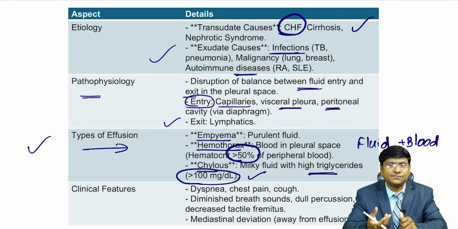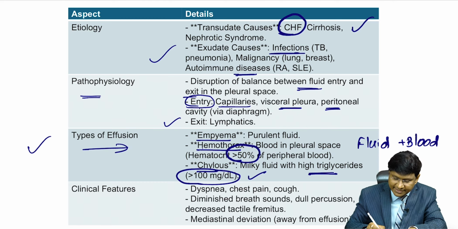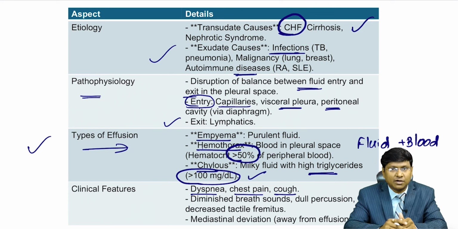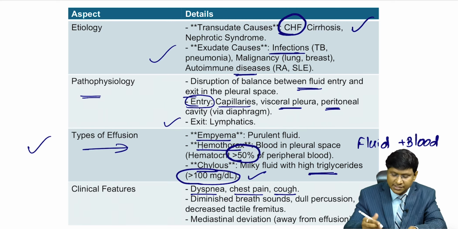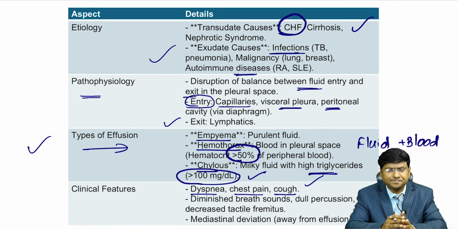Because of the excess fluid in the pleural space, the expansion of the lung parenchyma will not be there, and that will result in dyspnea. And there will also be chest pain as well as cough. Why this chest pain? That is due to pleuritis. And why is there cough? If the etiology causing pleural effusion is pneumonia or tuberculosis, the individual can have the cough.